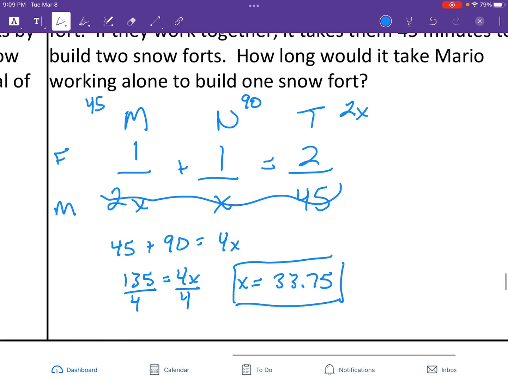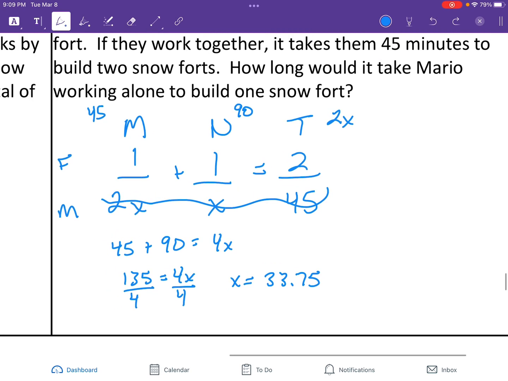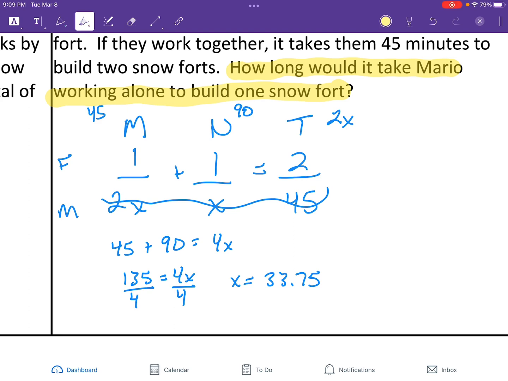Oh, hold on. That's not the answer. My apologies. Let's go back. So the question is, how long would it take Mario working alone to build one snow fort? Well, Mario's time is 2 times x. So we have to multiply our value there by 2. My apologies, I wasn't paying attention. So Mario, his time would be 67.5.